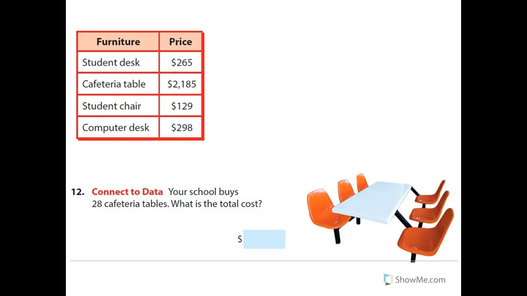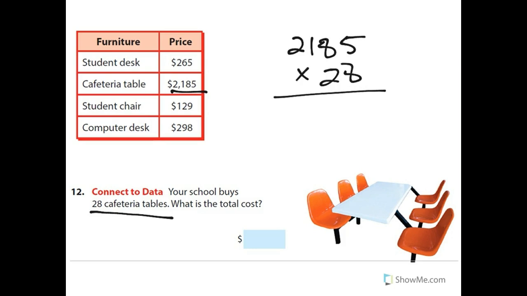So, cafeteria tables cost $2,185. And they buy 28 of them. So 8 times 5 is 40. Carry that 4. 8 times 8 is 64. 64 plus 4 is 68. Carry that 8. 8 times 1 is 8. 8 plus 6 is 14. Carry that 1. 8 times 2 is 16. 16 plus 1 is 17.